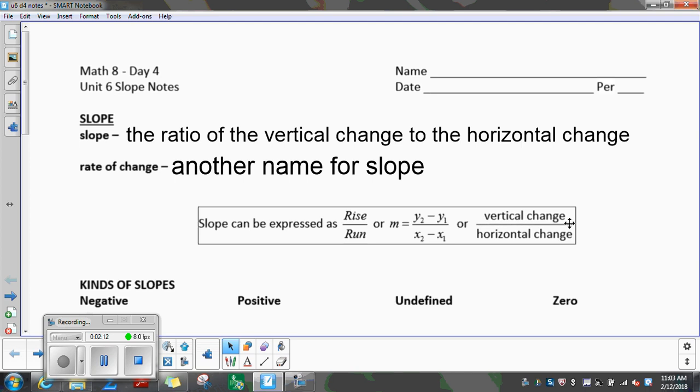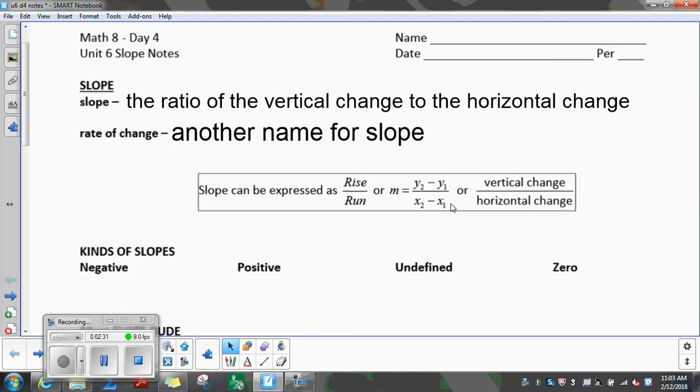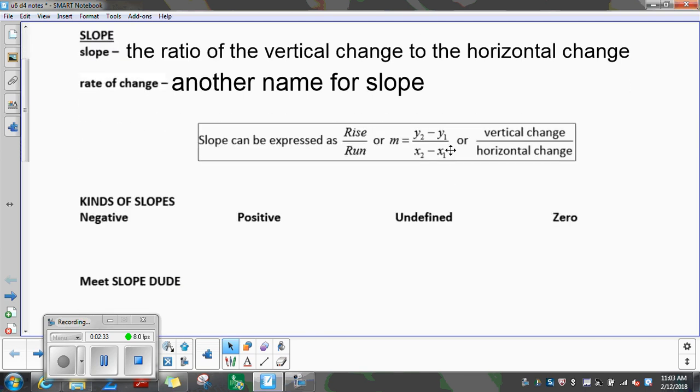And the last thing is the vertical change over the horizontal change. This is more for higher level math, where they have the abstract concept and everything. If you got rise over run, you're good. If you got this one, you're golden. And this one, who cares? Because all I care about is this one. Okay? So let's go ahead and talk about the different kinds of slope.